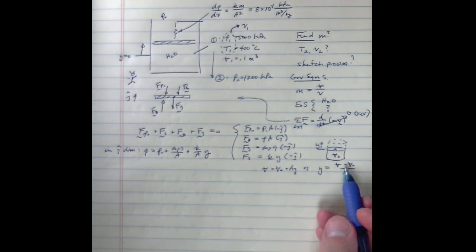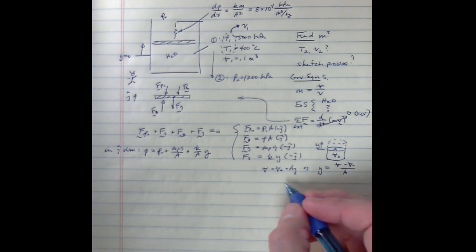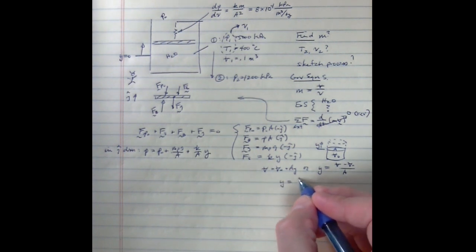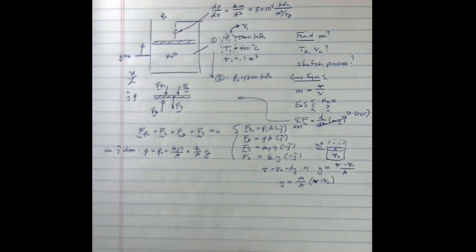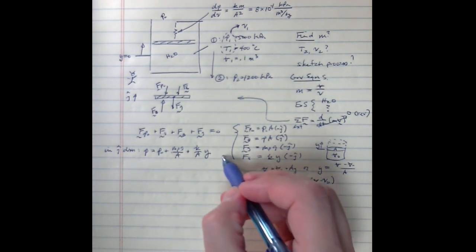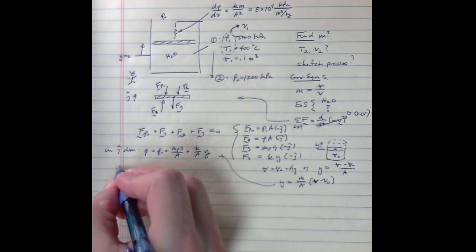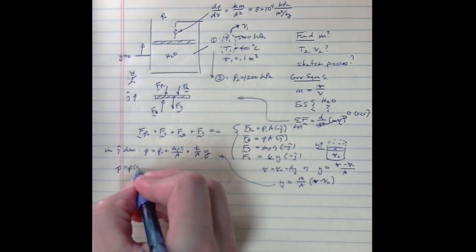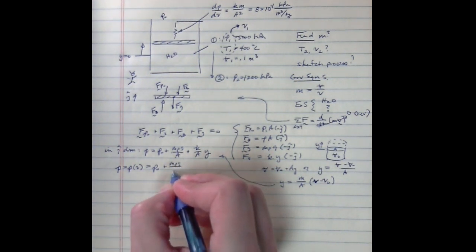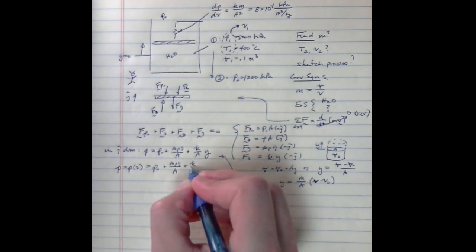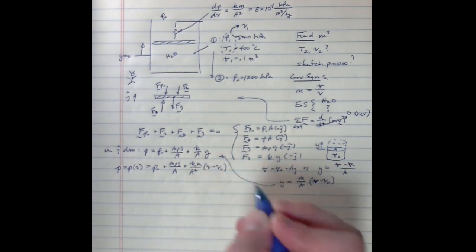We could also factor out a mass from both of these. Y equals m over A times little v minus little v naught. So this is now written in terms of specific volume. Let's go ahead and plug that in, and we would get that the pressure now, as a function of the specific volume, would be P naught plus the mass of the piston gravity over the area plus K m on A squared times v minus v naught.